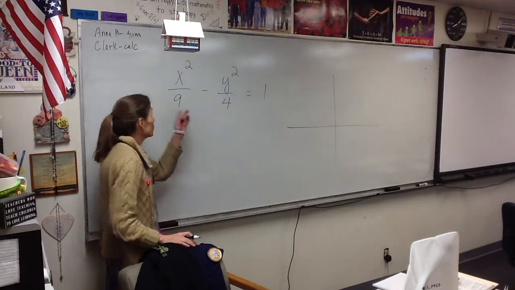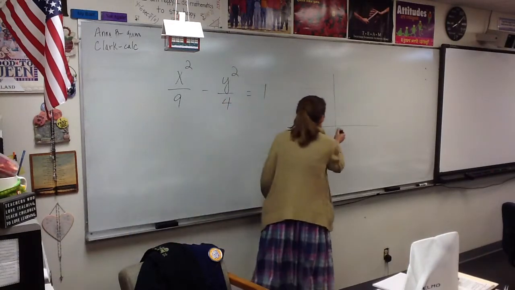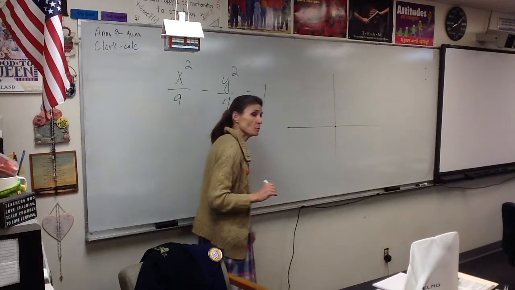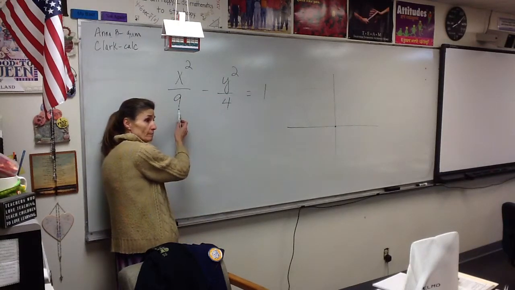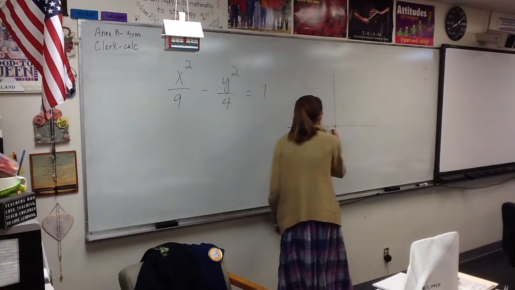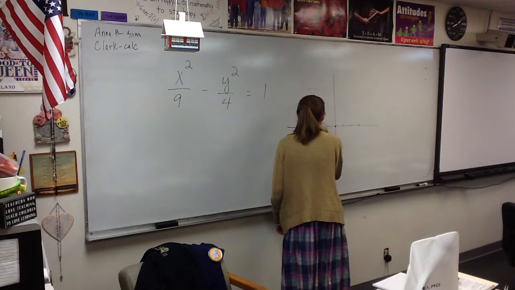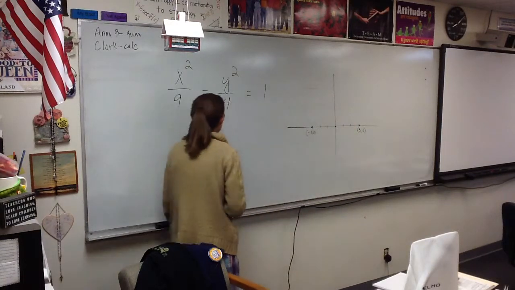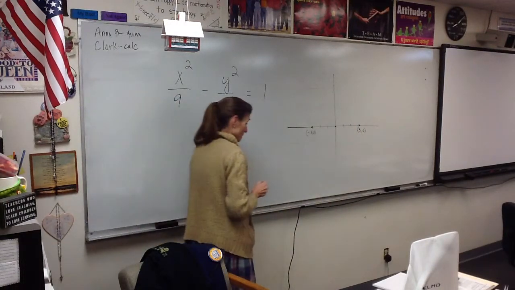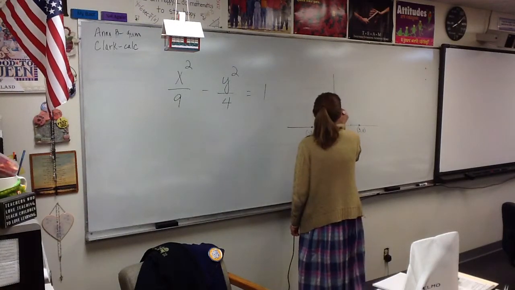For example, where's the center? 0, 0. If this were an ellipse, this 9 would tell you to do what? Left and right 3. So I'm going to do that. And if this were an ellipse, that 4 would tell you up and down 2.